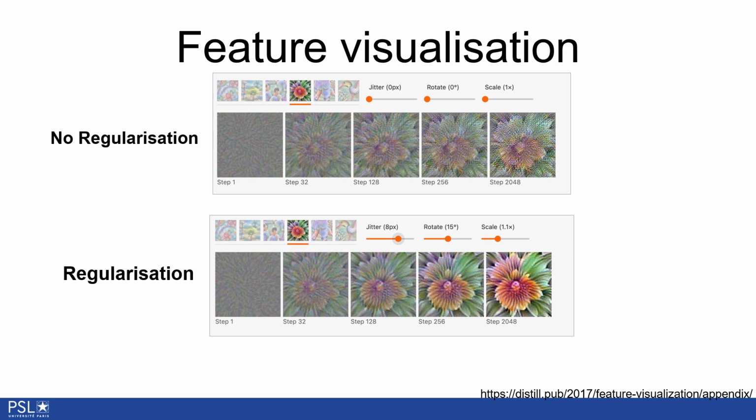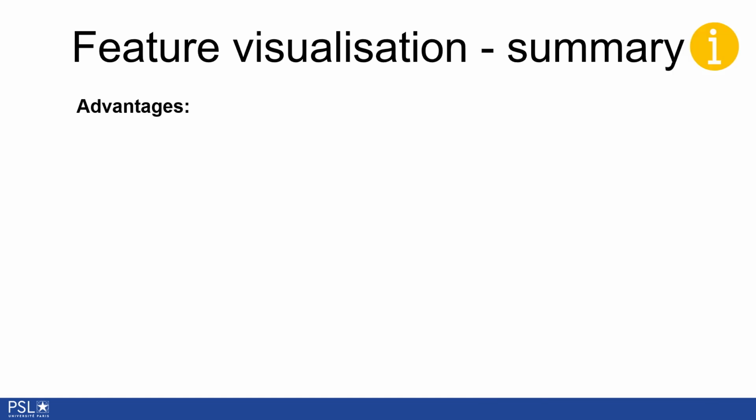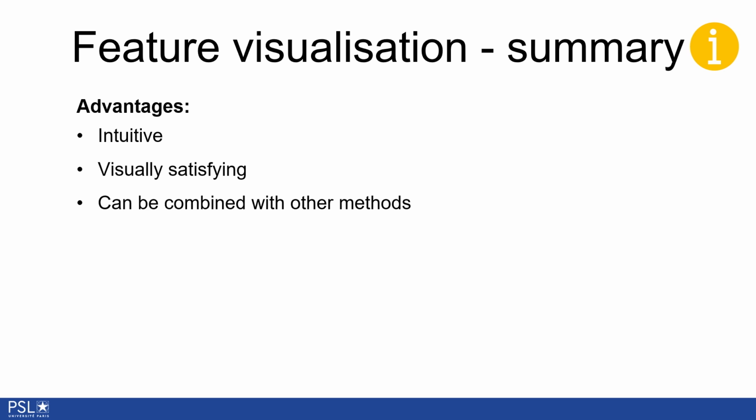Chris Olah's webpage provides an interactive interface for testing the effects of some of these regularizers. In particular, it shows that using a simple combination of jitter, rotation, and scaling already produces good results. To summarize this part on feature visualization, this approach provides a highly intuitive way of visualizing the learned features of neurons or channels in a convolutional network. It is clearly very visually satisfying and can be combined with other methods.